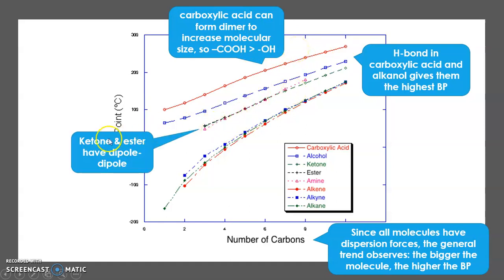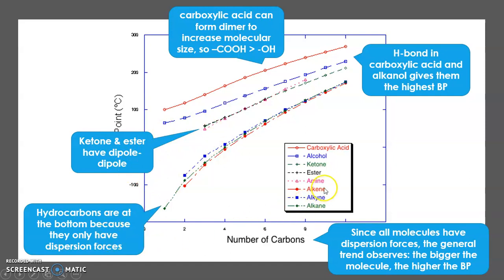Then somewhere in the middle you have ester and ketone. We don't have aldehyde here, but even if you did, it would be somewhere in the middle. Okay, so ketone and ester have oxygen atoms in their functional group. However, they do not have a hydrogen directly bonded to the oxygen. As a result, those oxygens just make the molecule more of a dipole molecule. So the intermolecular force that determines the boiling points in ketone, ester and aldehyde would be dipole-dipole force. Okay, so they're somewhere in the middle.